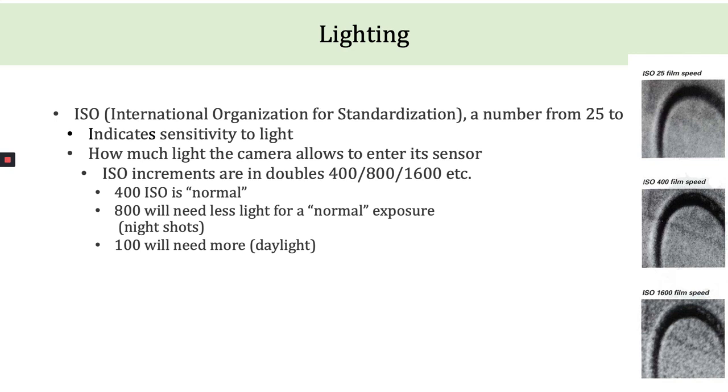800 or 400 is generally considered the normal, and 800 will need less light for a normal exposure, and 100 will need more daylight. So the question that you have with this is, if you're taking an image out in the middle of the day, like at noon, on a very bright day, you want to decrease the ISO setting in order to allow less light in, because you already have so much light, right? But if you're taking that same shot at night and it starts to become a little bit darker, it's becoming dusk, you want to increase the ISO setting to allow as much light as possible into your camera. So it just refers to the sensitivity, right?